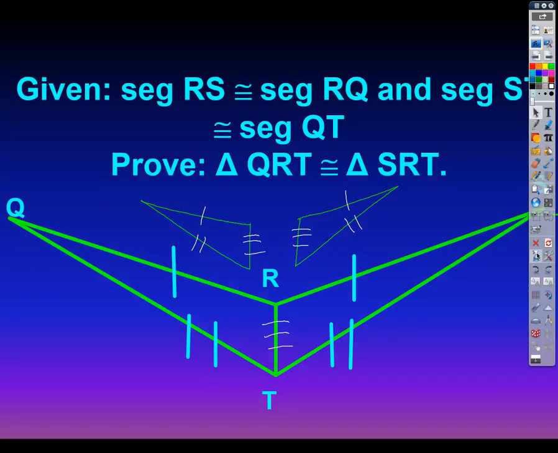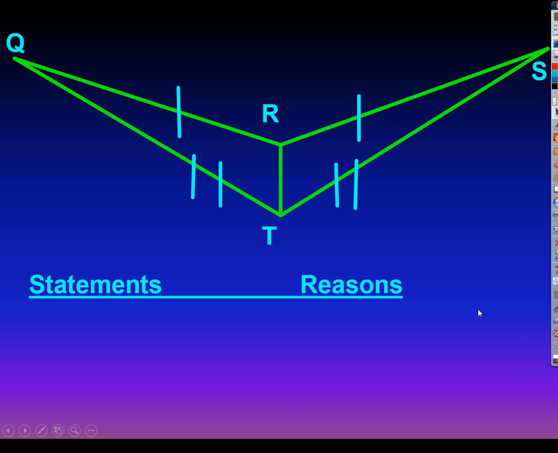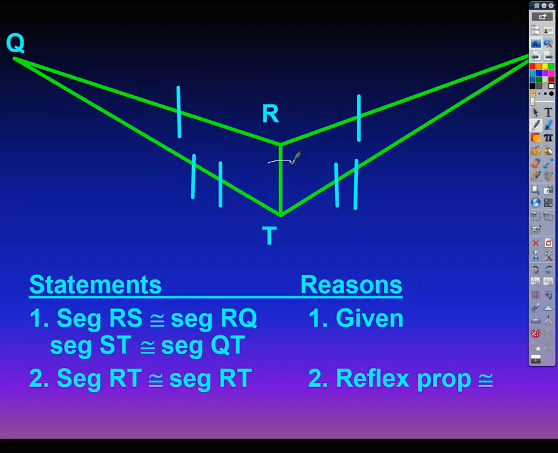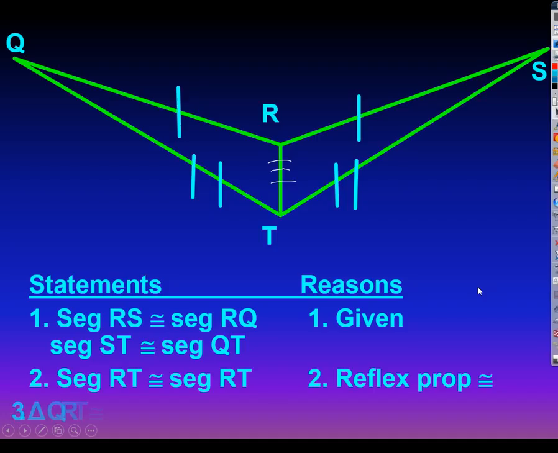So if we were to write it up as a 2-column proof, we've got our given stuff, and then we could say that this side is congruent to itself by reflexive property of congruence, and we're done. Then the triangles are congruent by SSS. Okay?